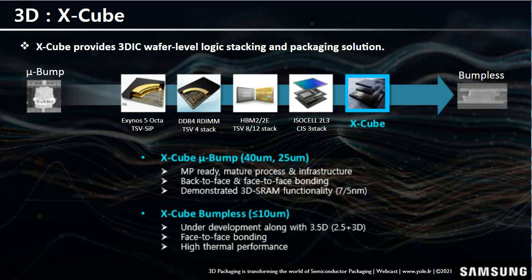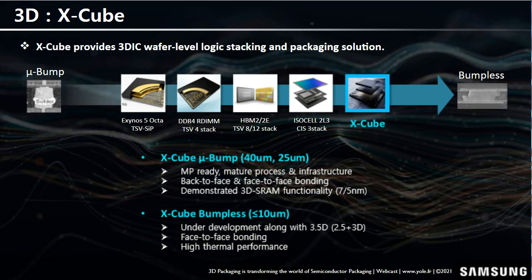So this 40 and 25 micrometer pitch X-Cube is already mass production ready, and mature enough. And also we have a manufacturing infra, which means that we can develop the product. Based on this mass production infra, we already demonstrated the 3D SRAM functionality based on the 7 and 5 nano silicon.